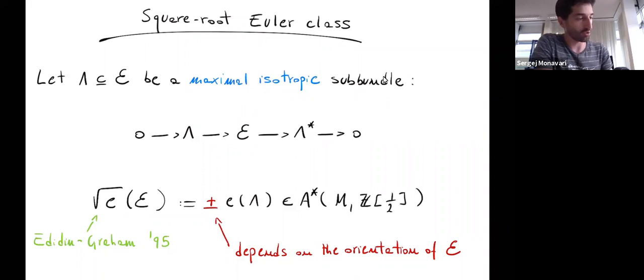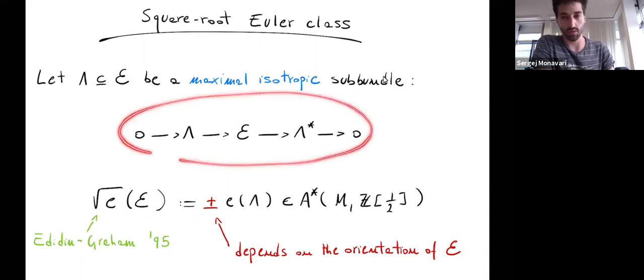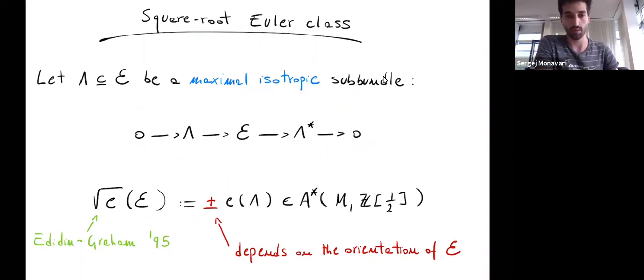If it does, the inclusion of this isotropic subbundle induces the following short exact sequence, where the cokernel is just given by the dual of lambda. And how do you define the square root Euler class of E, or how do you prove that it's actually this? It's just, up to a sign, which you have to introduce because you could replace lambda with its dual, for example, the Euler class of lambda. So for this sign, of course, you need to make some choices to define that, and that will also depend on the orientation if you want to fix precisely the sign.